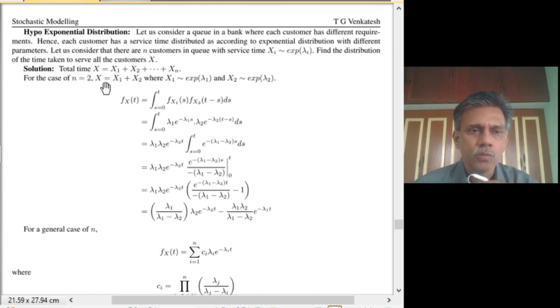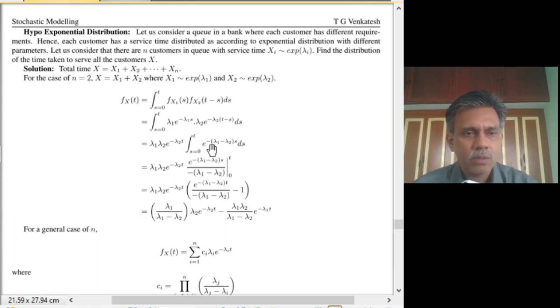For the case of n equal to 2, x is given by x1 plus x2. x1 is exponential with parameter lambda 1, x2 is exponential with parameter lambda 2. So fx of t is the integral; again, by convolution we will find the distribution of x. s equal to 0 to t, fx1 of s, fx2 of t minus s ds. So substituting the PDF of x1 and x2, for x1 it is lambda 1 e power of minus lambda 1 s. For x2 it is lambda 2 e power of minus lambda 2 evaluated at t minus s into ds.